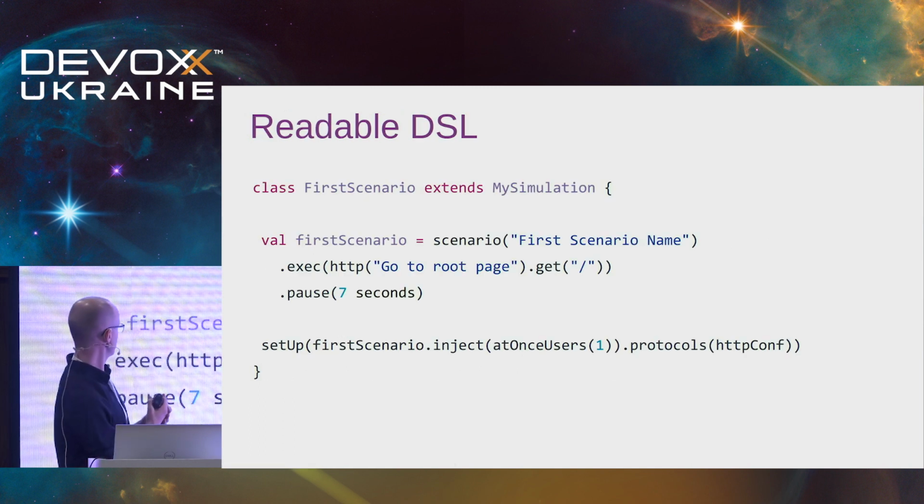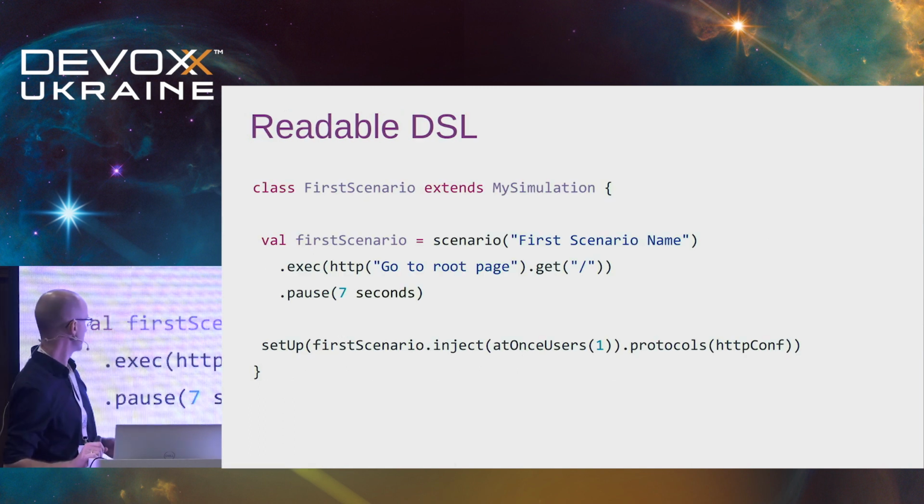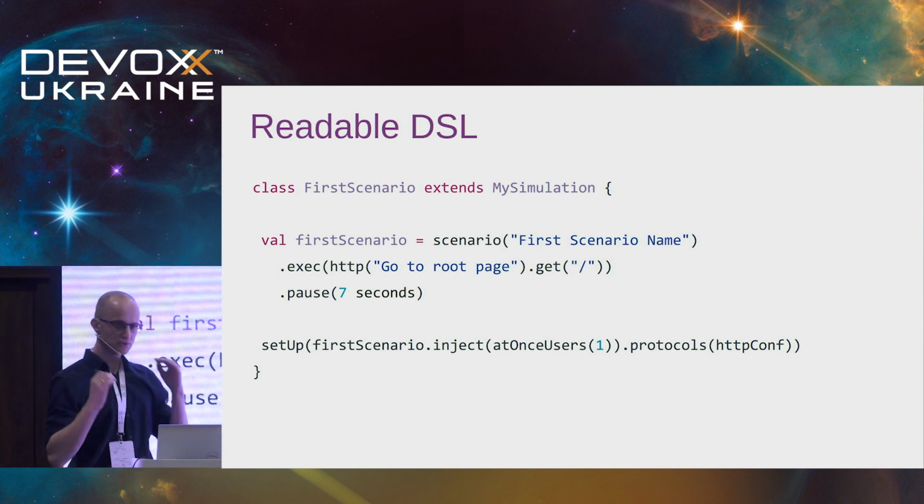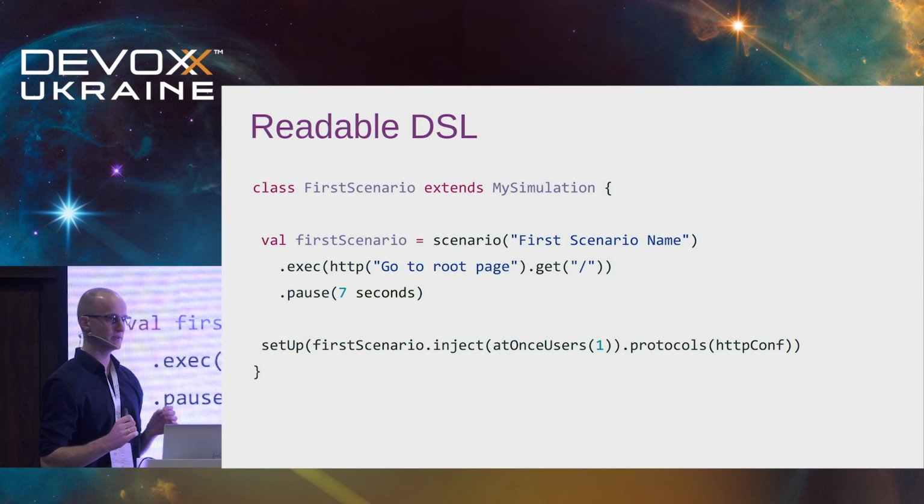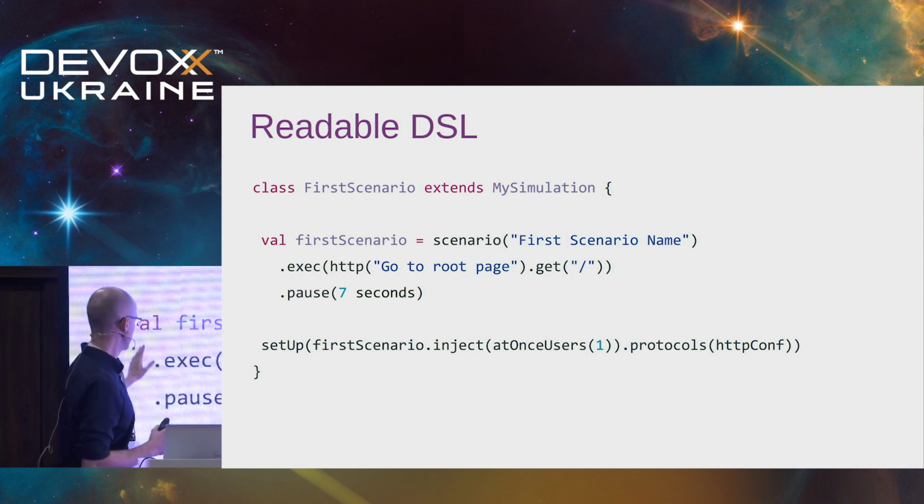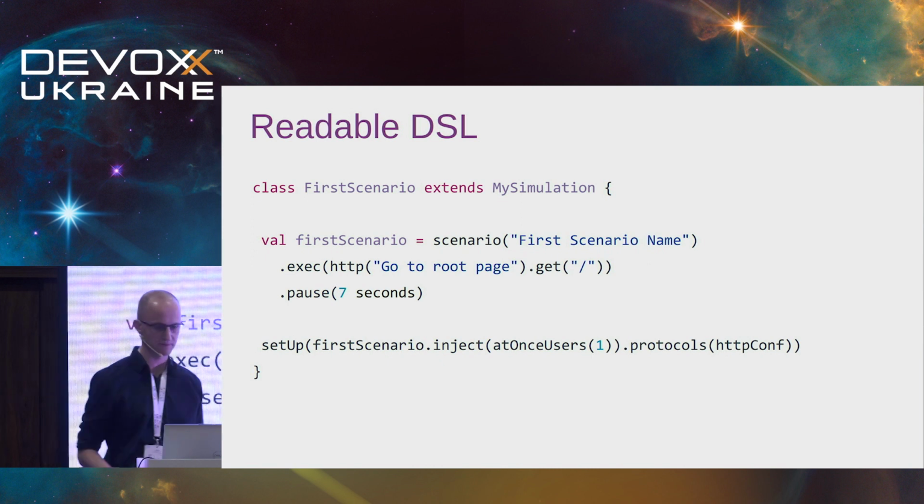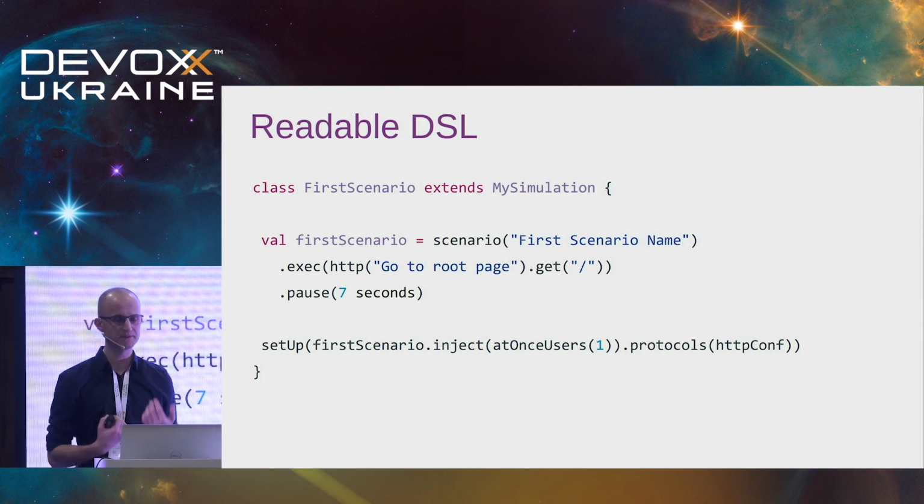Okay, and here's your first Gatling scenario. I'm not sure if you can see it, but basically the idea behind the DSL and what you should expect from your performance tool is that your tests will be readable almost as normal sentences. So: exec http, get root, pause for 7 seconds, setUp first scenario, inject atOnceUsers, etc., etc. So this readability is really nice in Gatling DSL.